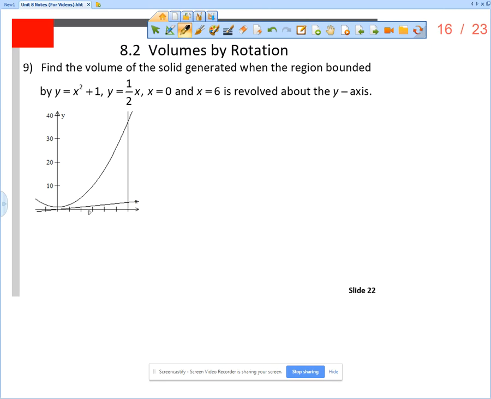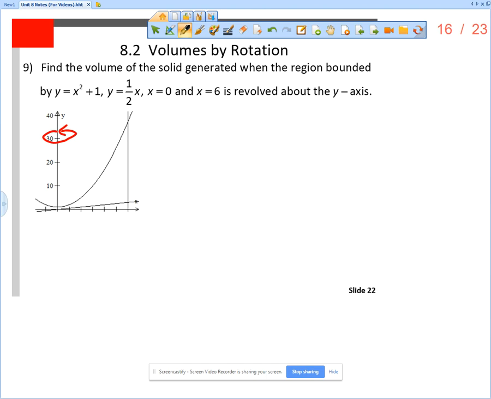So we get this picture. Now, I'm revolving about the y-axis. Here's the question. It doesn't say to use the shell method or the washer method. Some of our problems will, but in general, the AP is not going to tell us to use the shell method or use the washer method. It's just going to say find the volume.